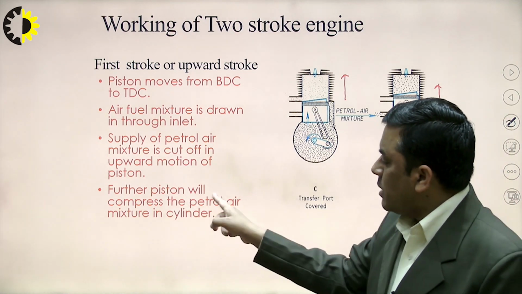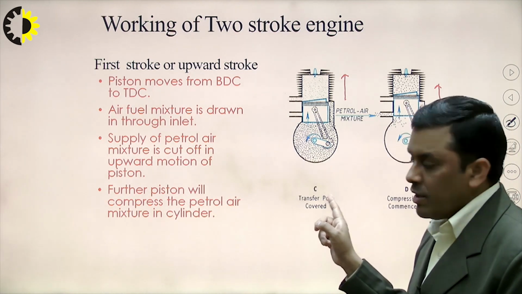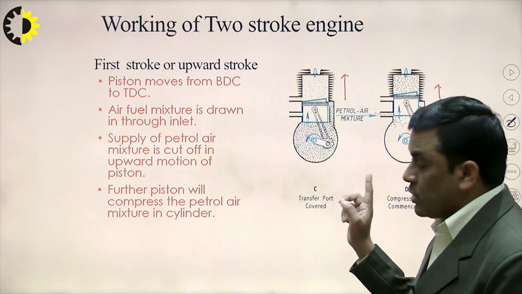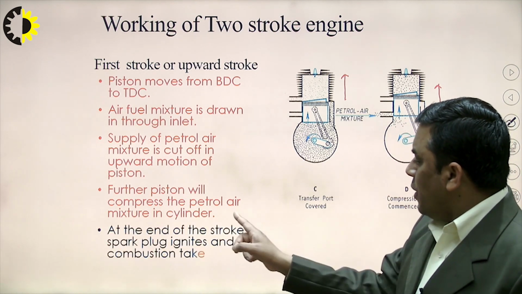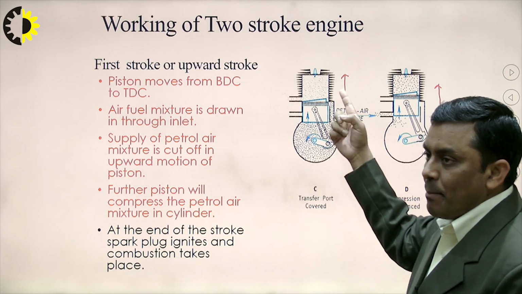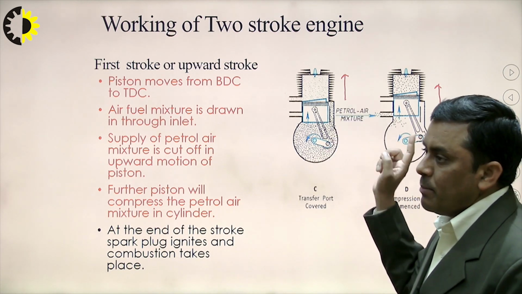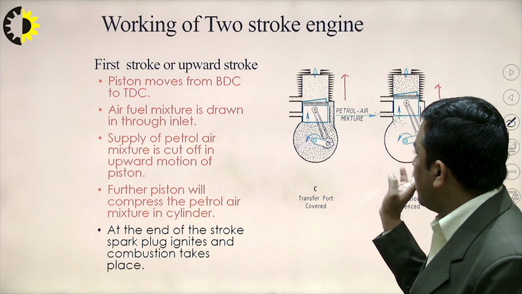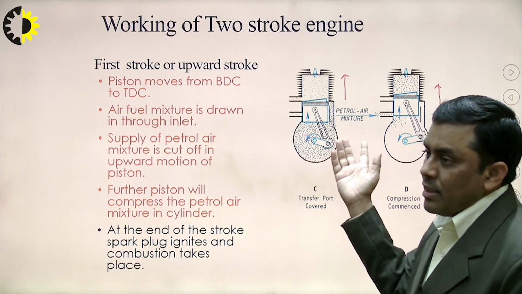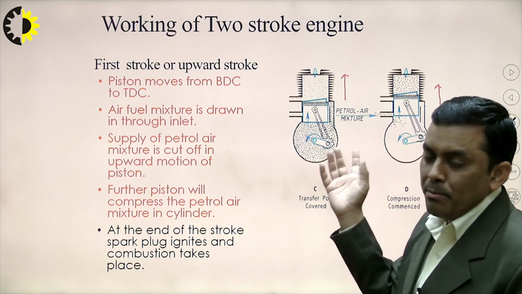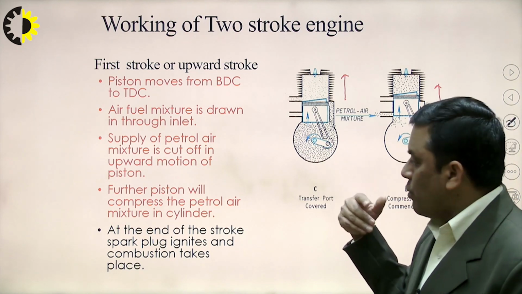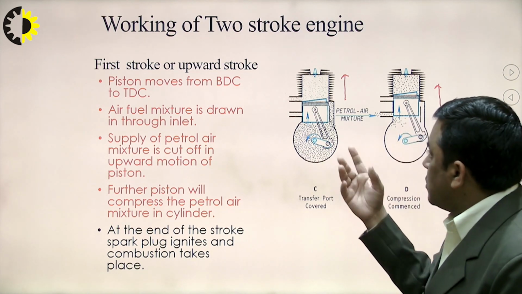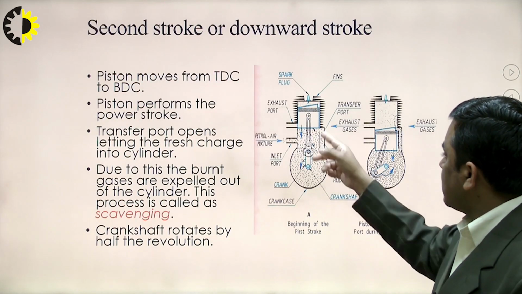Further, the piston will compress the petrol air mixture in the cylinder. So, these two things are happening simultaneously here. At the end of the stroke, when the compression is complete, obviously the spark will be ignited. When the spark is ignited, obviously the combustion or burning of the air fuel mixture will take place and a large amount of energy will be released. That I will be covering in the next slide.